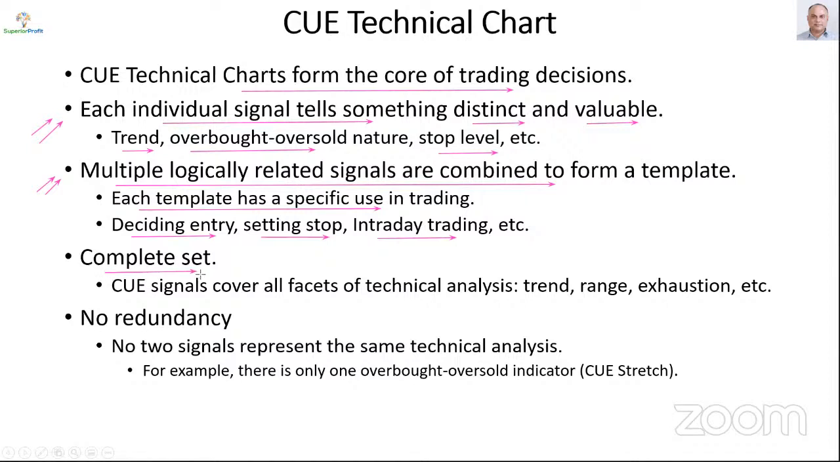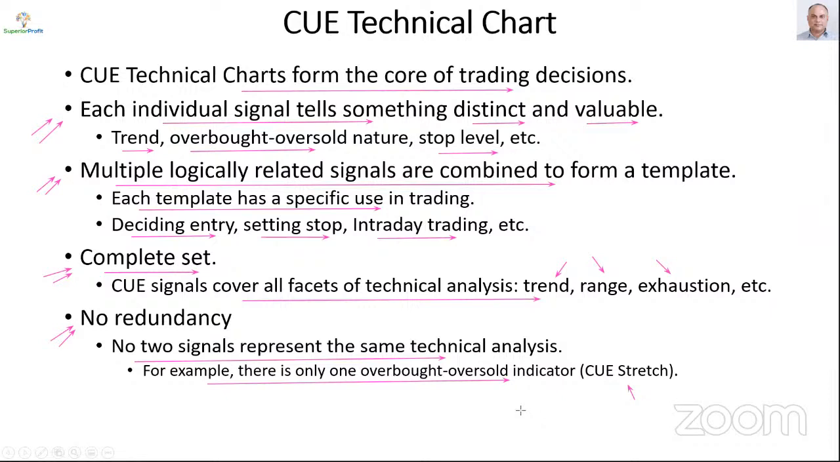Q signals provide a complete set. They cover all facets of technical analysis, whether it is trend, range, exertion, etc. While it provides a complete set, I made an early decision about no redundancy. So no two signals represent the same technical analysis. For example, there is only one overbought, oversold indicator, that is stretch.